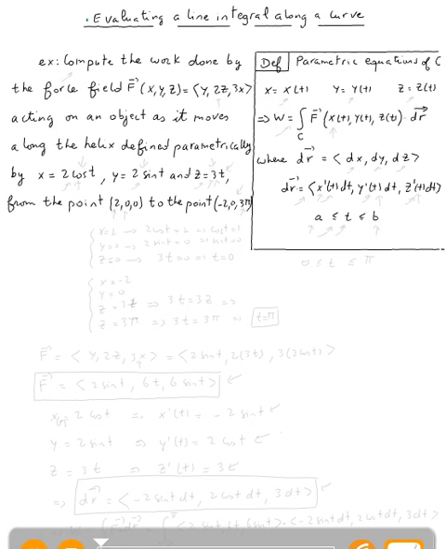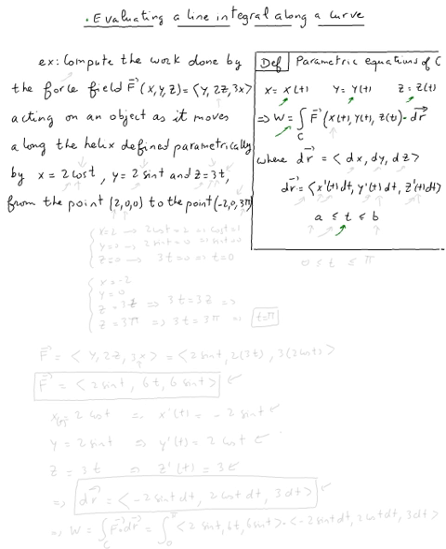The topic is evaluating a line integral along a curve. Alright, so before we do the example, let's read the definition. If the parametric equations of a curve C are x equals x of t, y equals y of t, z equals z of t, and t ranges from A to B, then the work done by the force field F acting on the object as it moves along a curve C is W equals the integral of F of x of t, y of t, z of t dot dr.